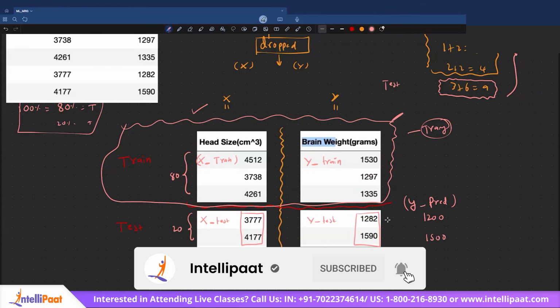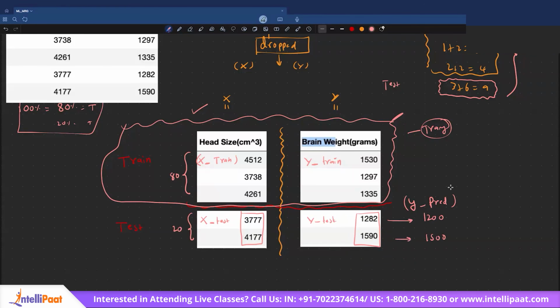So won't you compare Y test with Y pred? You are comparing the Y test value with the Y pred value to see. Oh, okay, my algorithm is off by 80 points in this data point and 30 points in this data point. This will let us know how the algorithm is performing. Did you get it now?